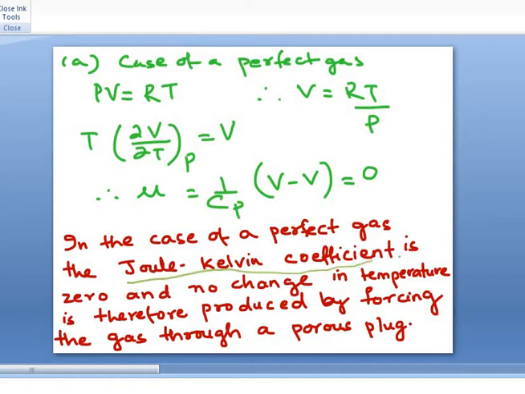In the beginning itself I told you the Joule-Kelvin effect or Joule-Thomson effect is for real gases. It's not working for ideal gases, and that we have proved now: for an ideal gas, the Joule-Kelvin coefficient is 0. That means no effect or no change is observed.